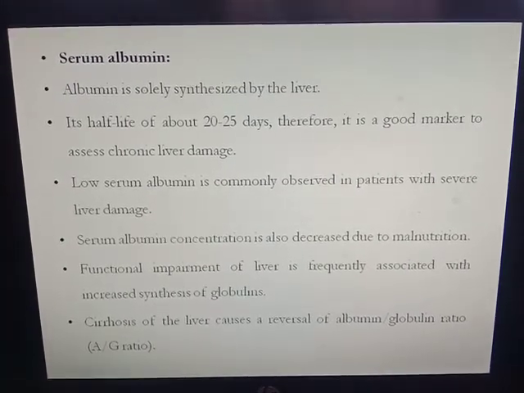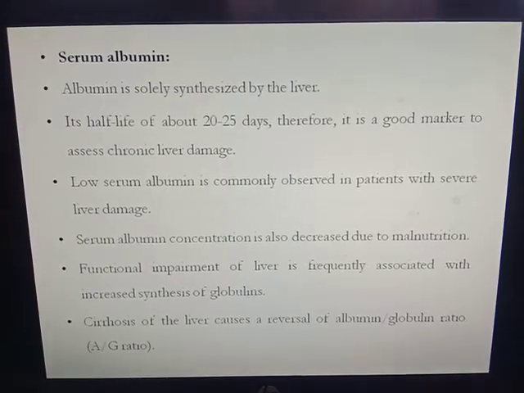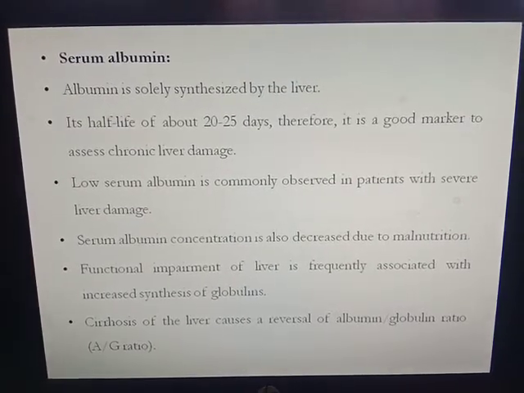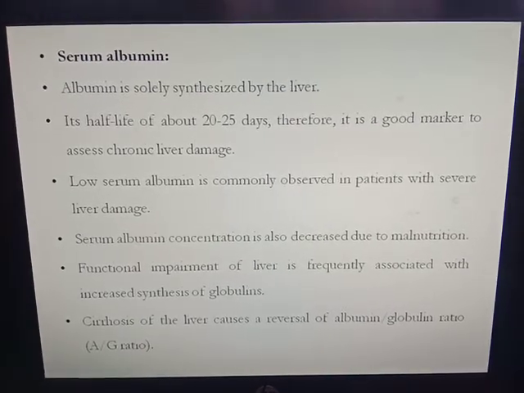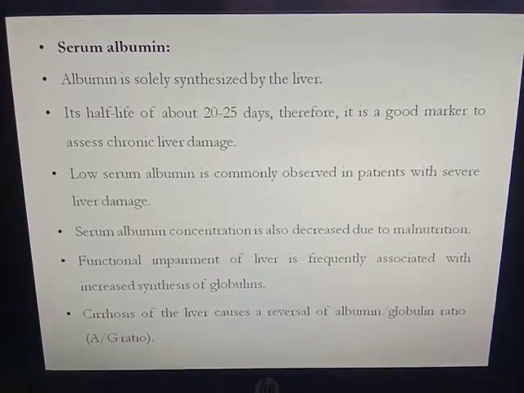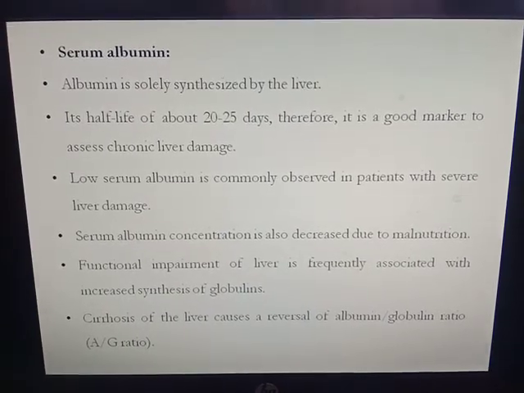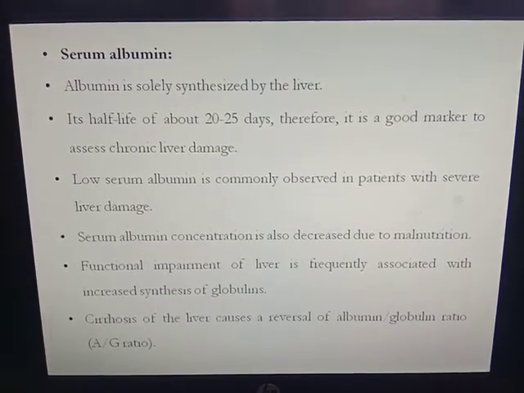Functional impairment of the liver is frequently associated with increased synthesis of globulin. This means here albumin concentration is decreased but globulin concentration is increased. In liver cirrhosis, the albumin globulin ratio is reversed.